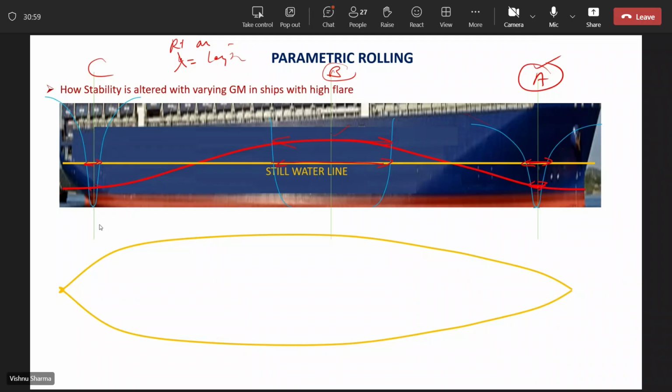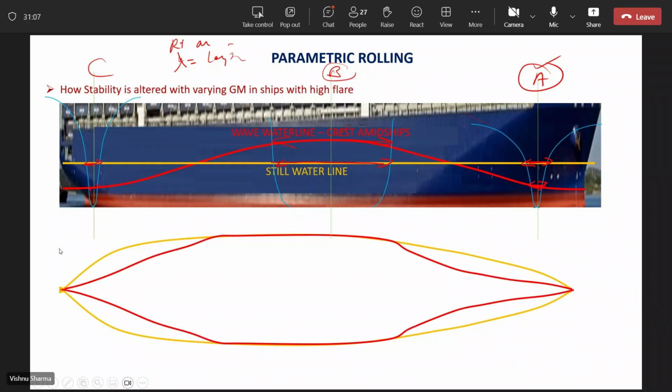the same. So in the wave condition, the water plane of the ship will become somewhat like this. Do you agree with me? In the wave condition, this is the wave condition water plane, and this is the still water, right, guys? Yes or no? Yes.